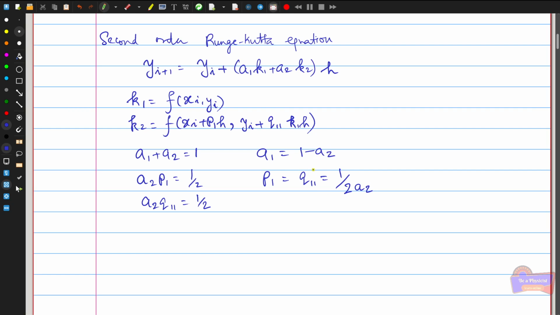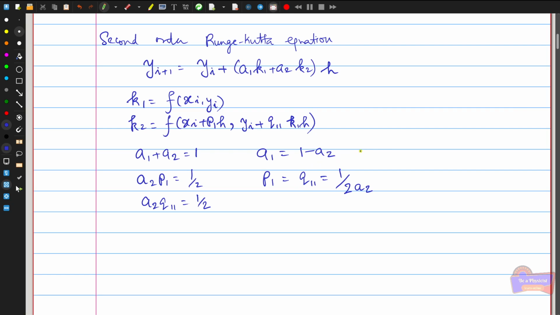Because we can choose an infinite number of values for a2, there are an infinite number of second order RK methods that can be generated by choosing the value of a2. Every version would yield exactly the same results in the solution of the corresponding ordinary differential equation.